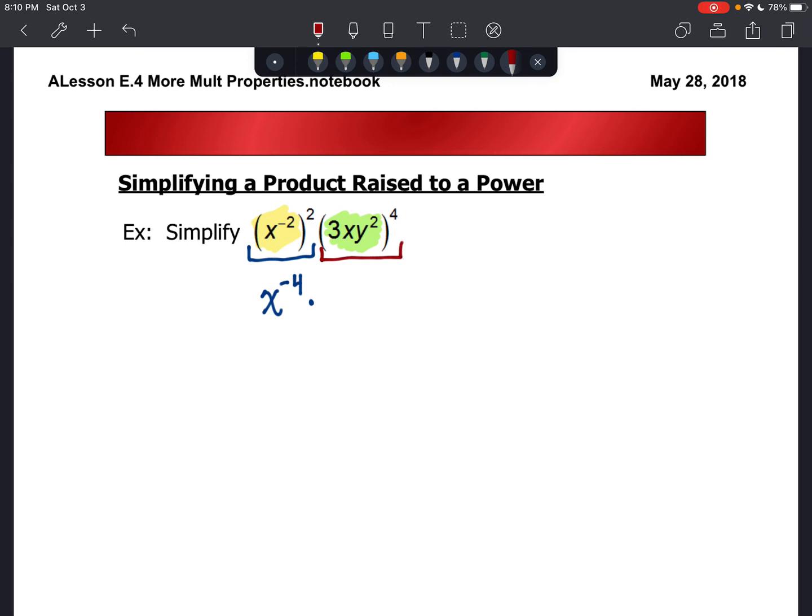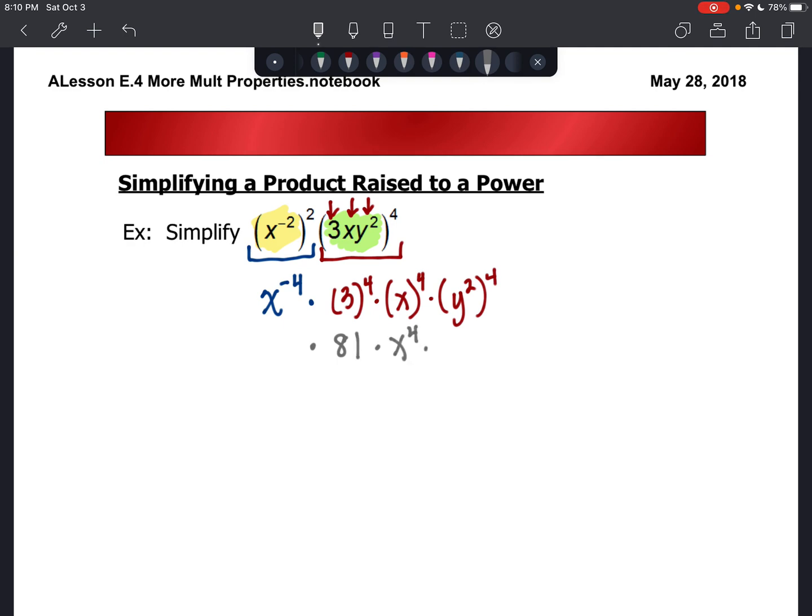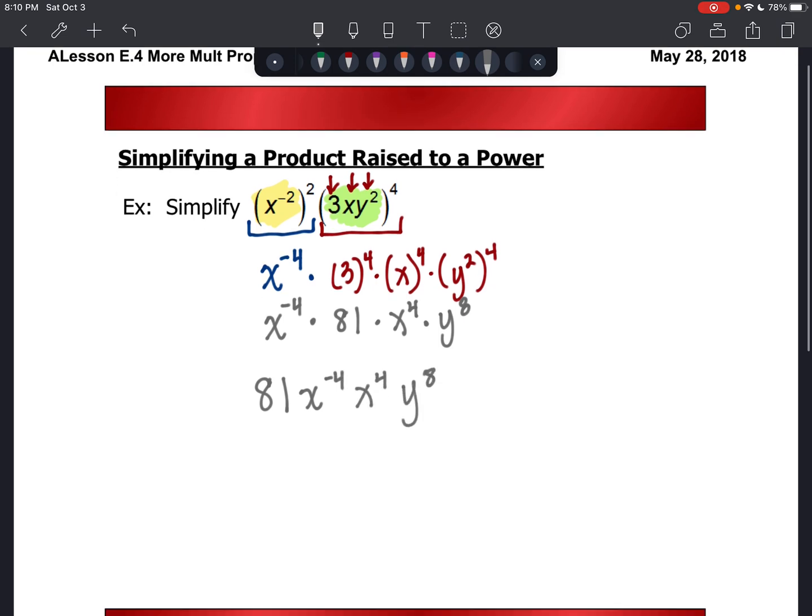I'm going to do this next one in red. I have 3 bases, so they're each going to get the 4th power. So I have 3 to the 4th power times x to the 4th power times y squared to the 4th power. 3 to the 4th is 81. X to the 4th times y to the 8th. Power to a power we multiply. And then of course we have this original x to the negative 4. So I'm going to rewrite this with my coefficient out front, and then x to the negative 4 times x to the positive 4 times y to the 8th.